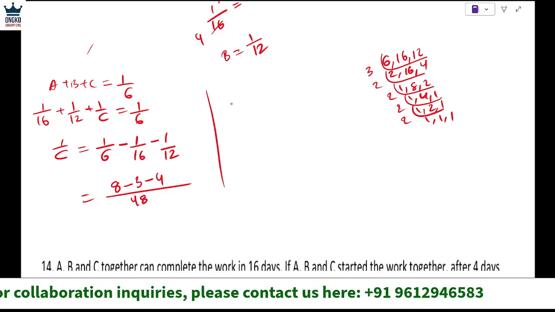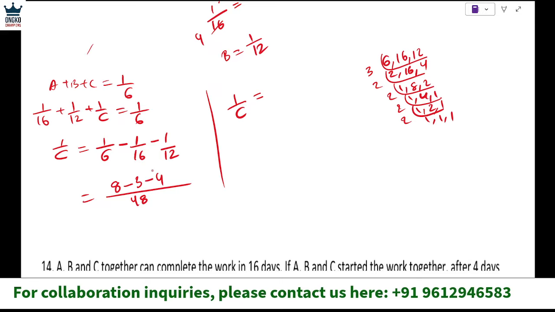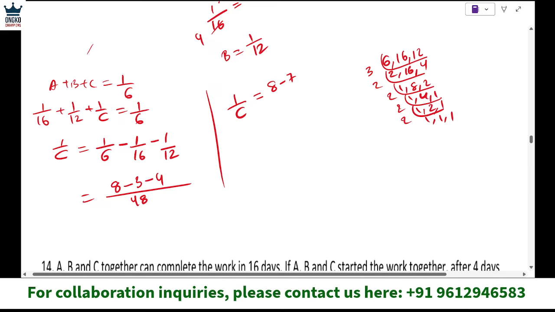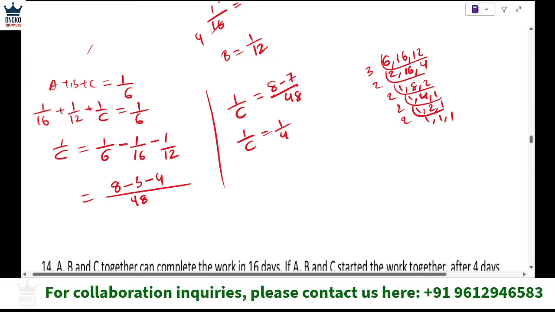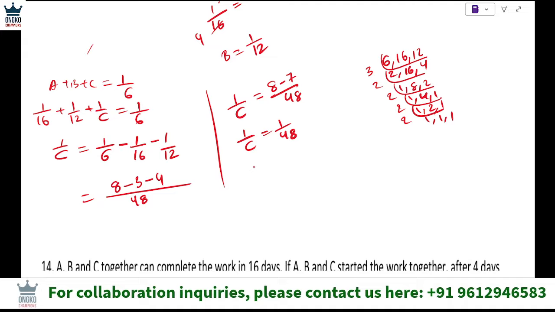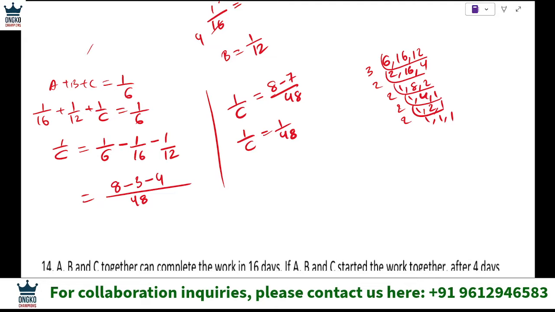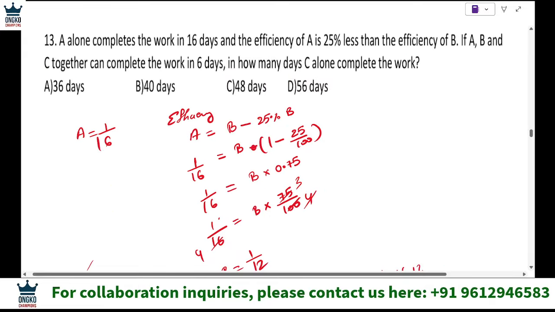So 1 by C is equal to 8 minus 7 by 48. So 1 by C is equal to 1 by 48. So 1 day work of C is what? 1 by 48. That means C can finish the whole work in how many days? C can finish the whole work in 48 days. So that's the answer. 48 days. Yes, option C is the answer.